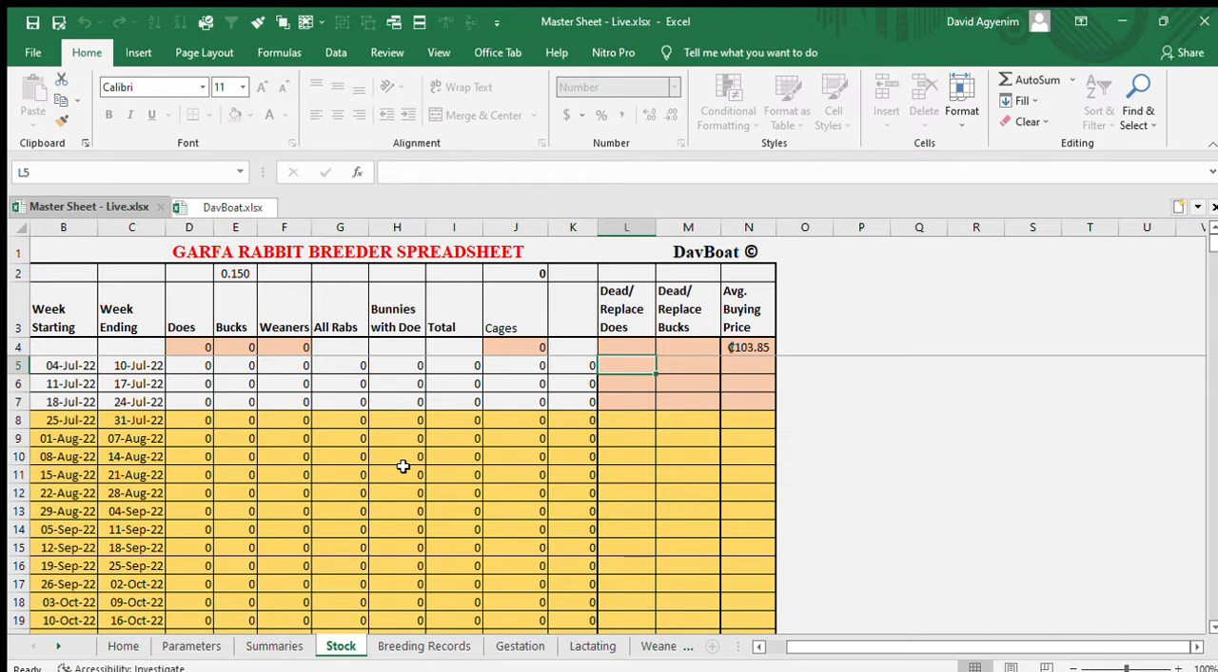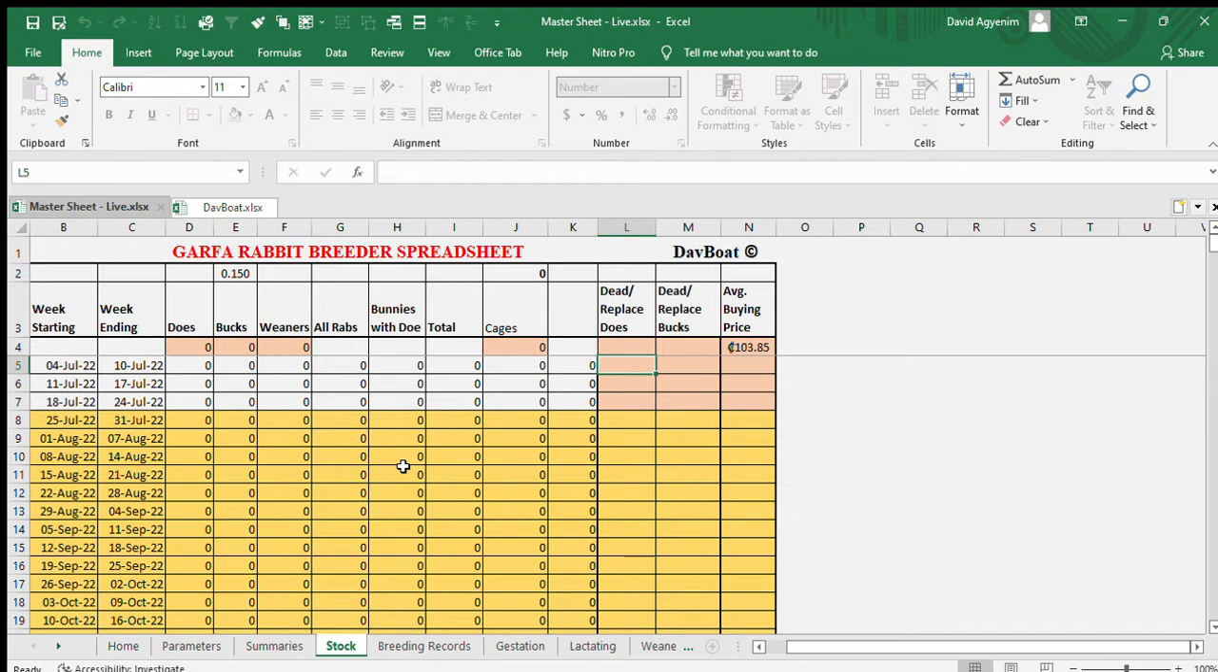So today our next video will be about the stock sheet. The stock sheet. This is where you begin your farm. You begin planning your farm. The number of doe units that you wish to operate. You can start from here.